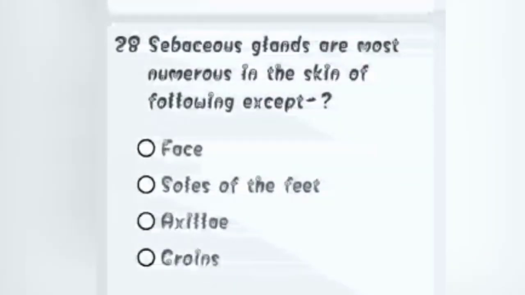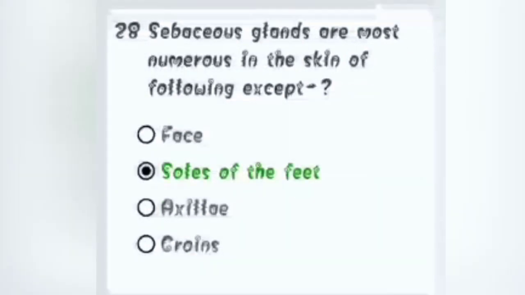Next question 28. Sebaceous glands are most numerous in the skin of the following except: option A, face, option B, soles of the feet, option C, axilla, and option D is groins. The answer of this question is B, soles of the feet.